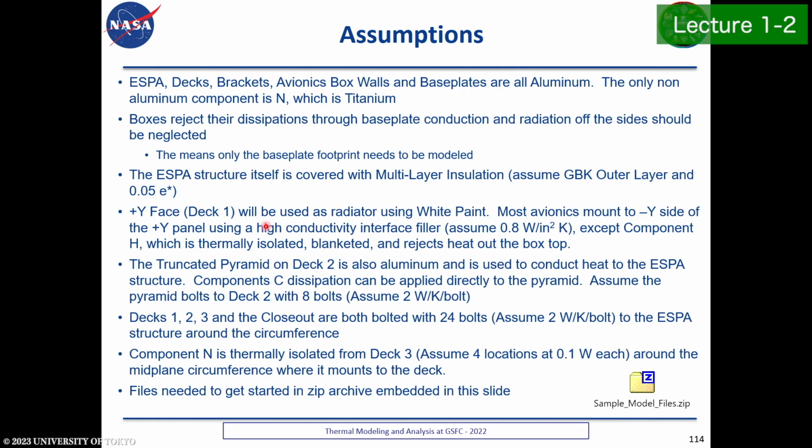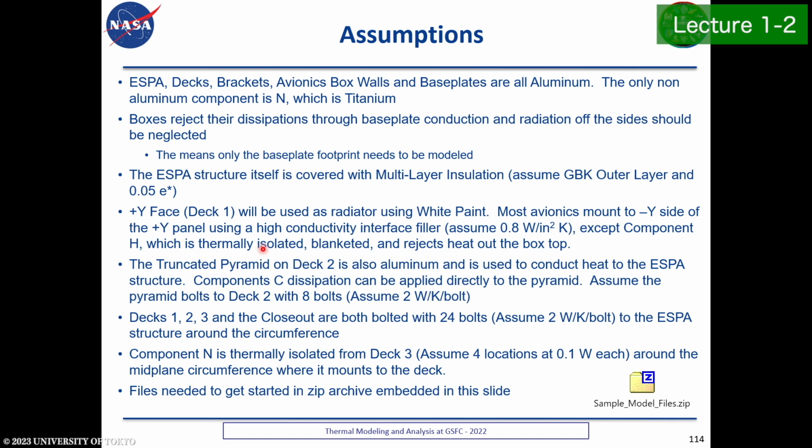This truncated pyramid on deck 2 is also aluminum. We're going to use that to conduct the heat for the components that are mounted to it down to the deck. The deck will then conduct it up to the walls. Walls will conduct up to deck 1, and then out the radiator. There will be some internal radiation too, but basically the heat is going outward to the walls, up to the radiator, and then out to space. Everything else, for the most part, is blanketed, so we've got one door for all the watts to get out.